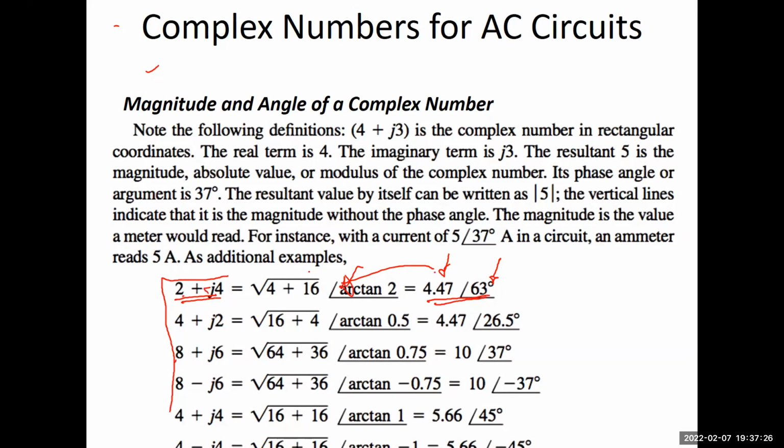Kasi merong mga operations sa ating mga circuits na hindi ka pwedeng diretso rectangular to rectangular or polar to polar na operation. So dapat meron kang gagawin diyan, i-convert mo muna from rectangular to polar or from polar to rectangular, before you can do the mathematical operation or the phasor addition.